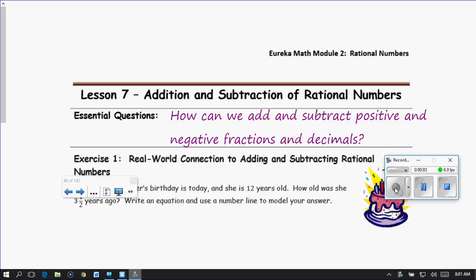Hi everybody, this is lesson 7, addition and subtraction of rational numbers. So our essential question is how can we add and subtract positive and negative fractions and decimals?